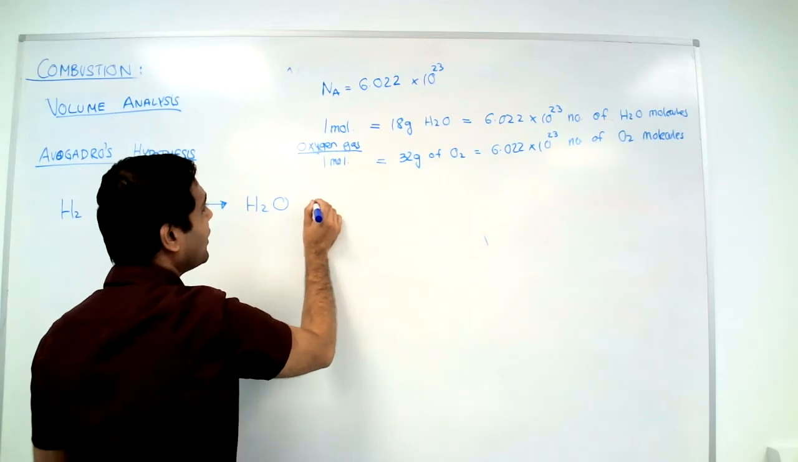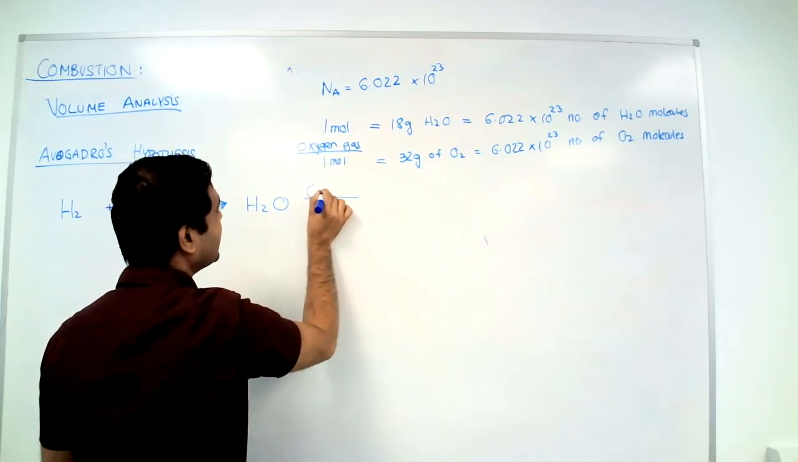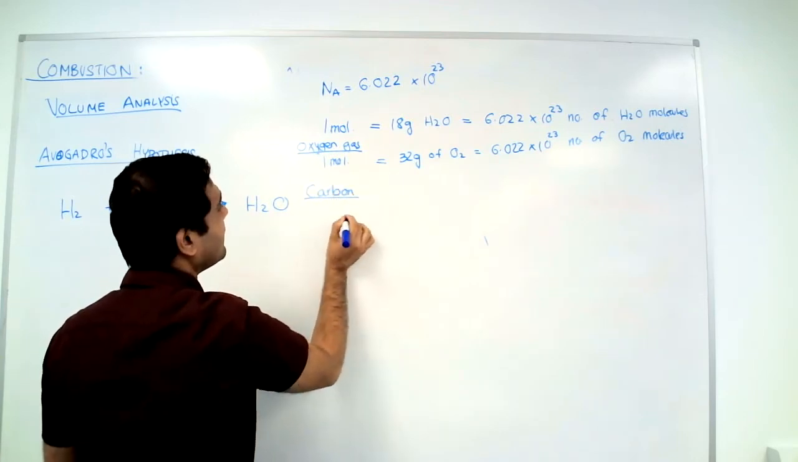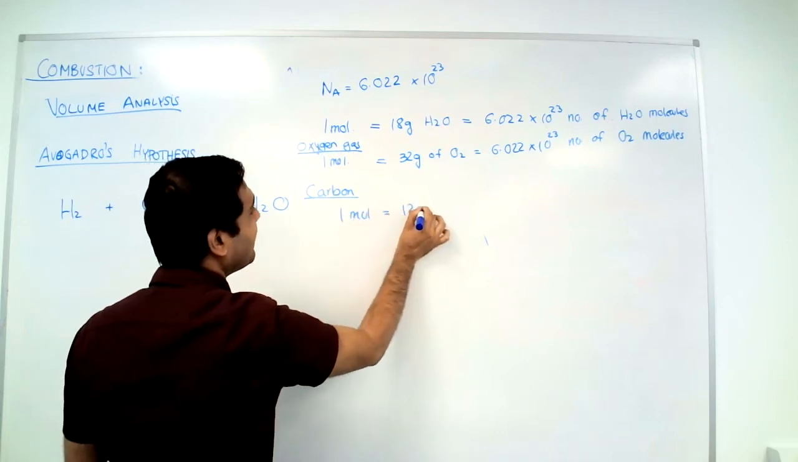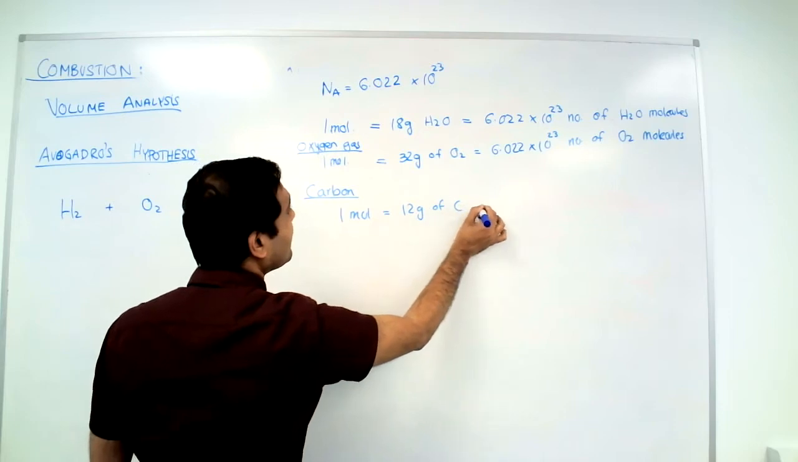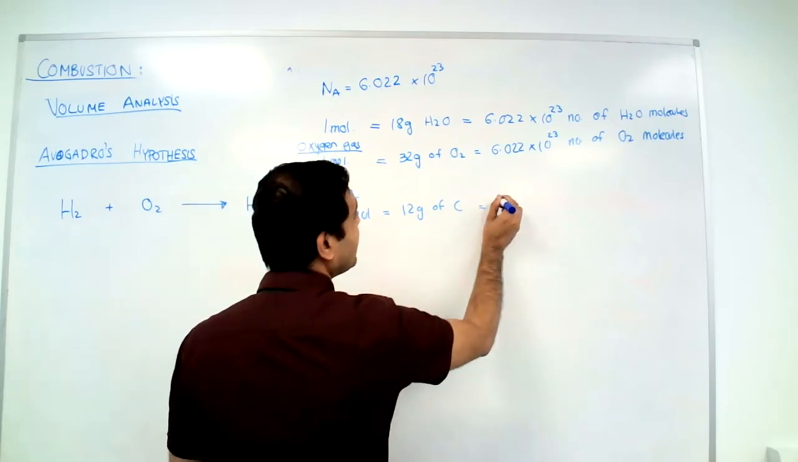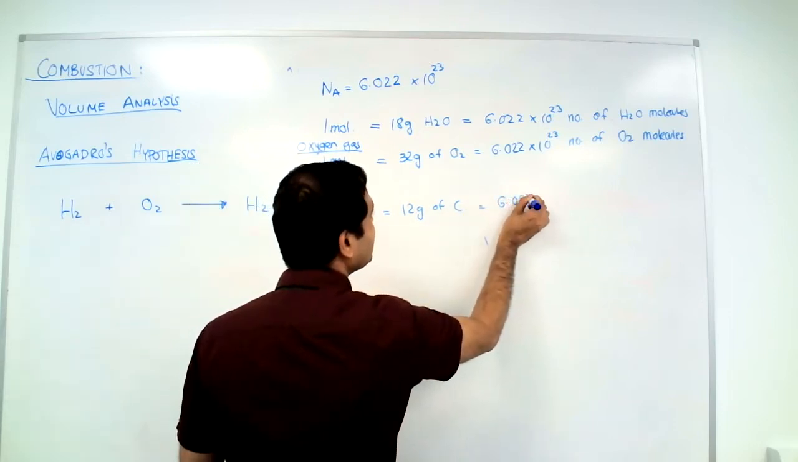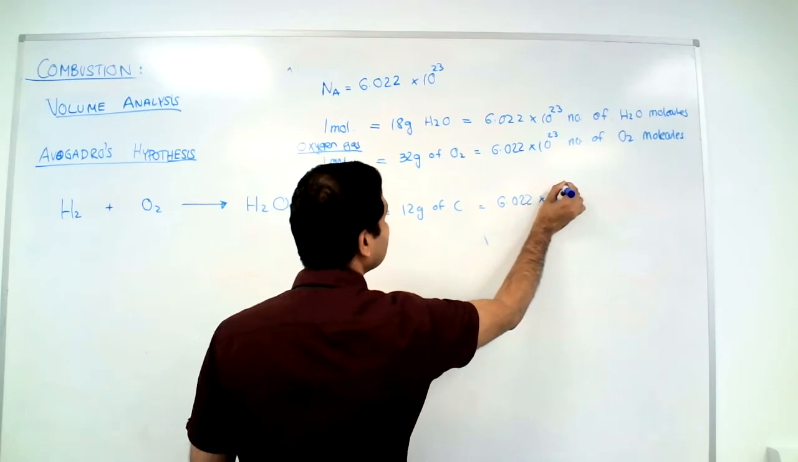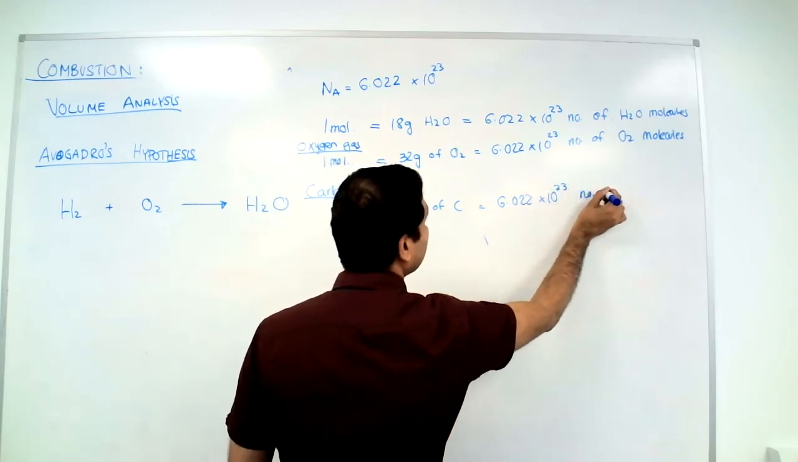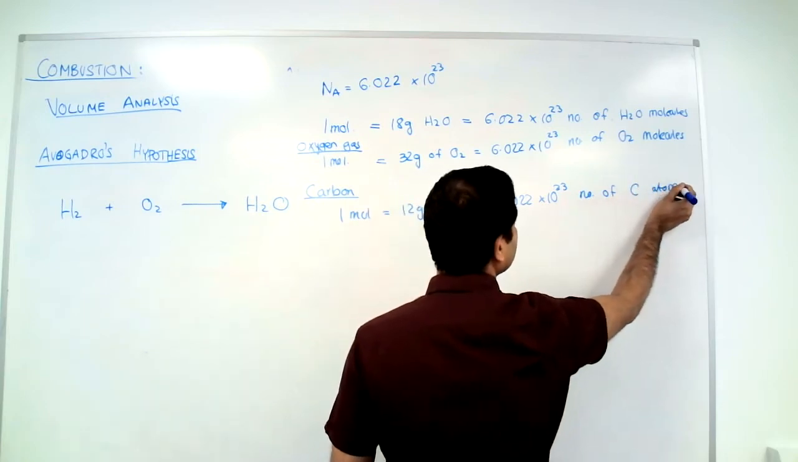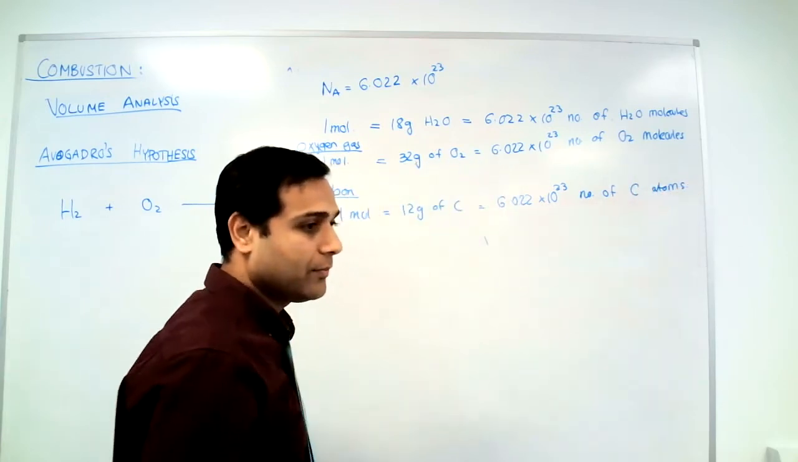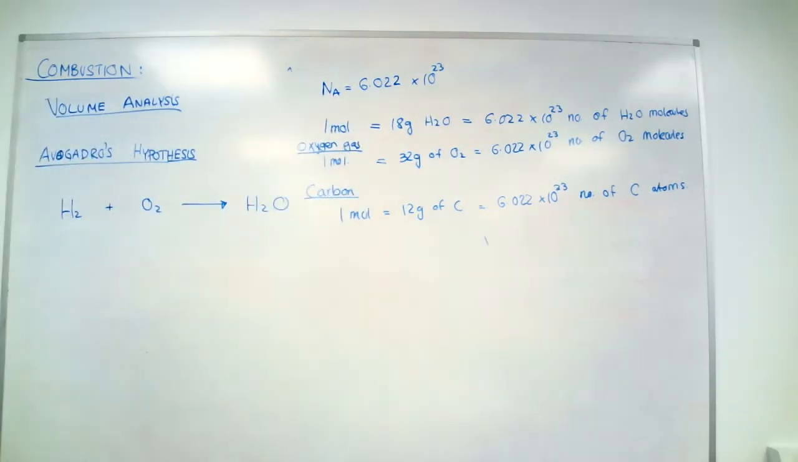If I got 1 mole of carbon, let's say, 1 mole of carbon is 12 grams. When we talk about atomic carbon, it will have 6.022 times 10 to the 23 number of carbon atoms, because this is an atomic form. So this is the Avogadro's number.